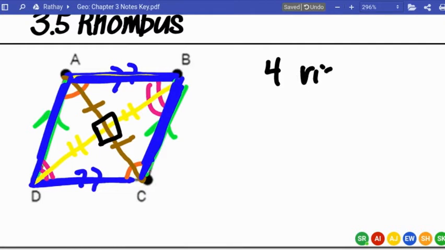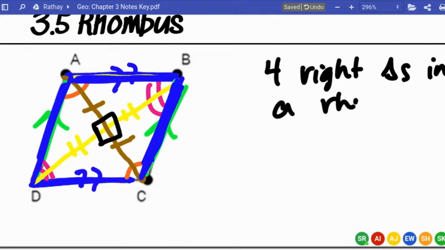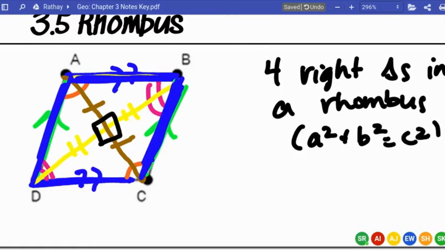I'm going to write down that we have four right triangles inside a rhombus. Important to note, because in right triangles we have a squared plus b squared is c squared. So the Pythagorean theorem is going to be hiding inside of the rhombus in four different places that could happen.